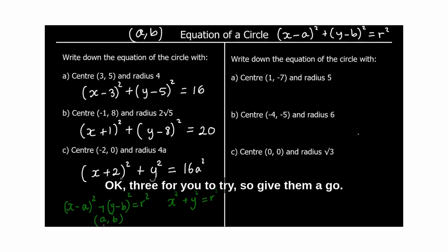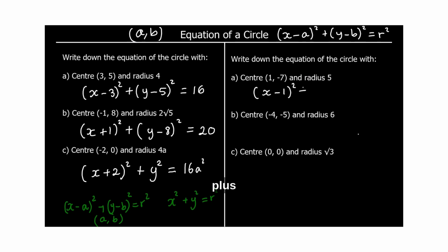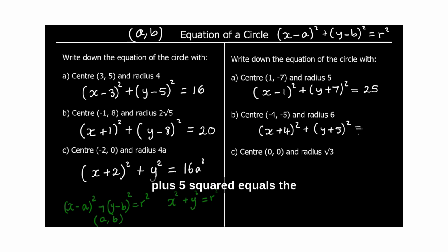Okay, three for you to try, so give them a go. So center (1, −7), radius 5. So it's (x − a)² plus y minus minus 7, so (y + 7)², equals r². Next, (−4, −5): (x + 4)² + (y + 5)² = the radius squared. And at (0, 0), it's just x² + y² = r².